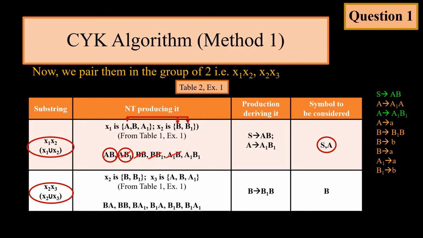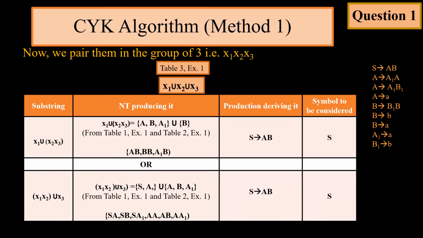Next we move to x2, x3, that is x2 union x3. In x2 we have B, B1. In x3 we have A, B, A1. We will have B in concatenation with A, that is BA, B in concatenation with B, that is BB, followed by BA1, B1A, B1B, B1A1. We get six symbols. Among these six symbols, only one symbol, that is B1B, is generating an output. So we will be considering only one symbol, that is A only.